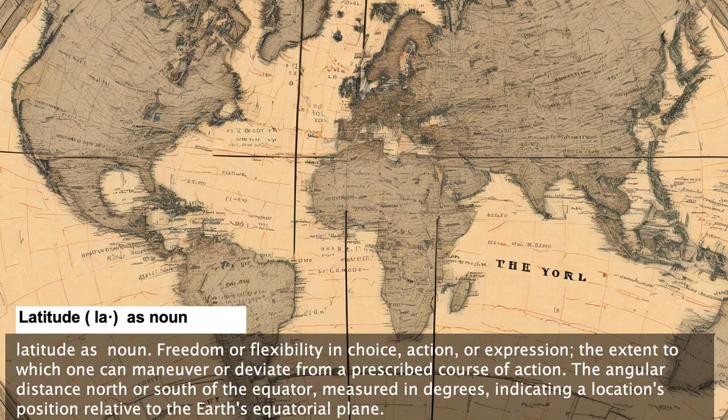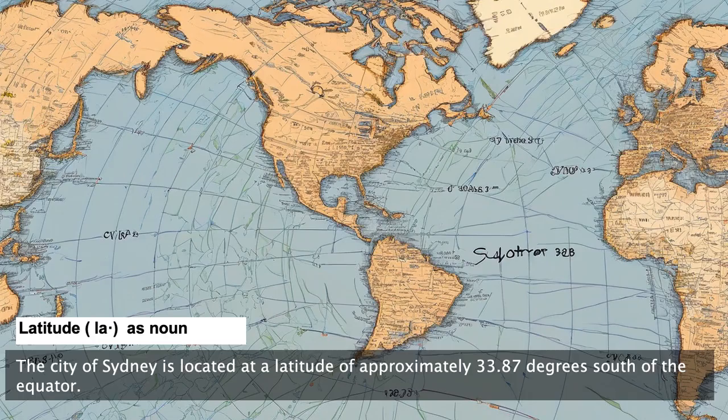Latitude, noun. Freedom or flexibility in choice, action, or expression. The extent to which one can maneuver or deviate from a prescribed course of action. The angular distance north or south of the equator, measured in degrees, indicating a location's position relative to the Earth's equatorial plane. The city of Sydney is located at a latitude of approximately 33.87 degrees south of the equator.